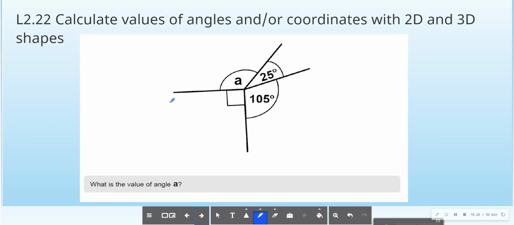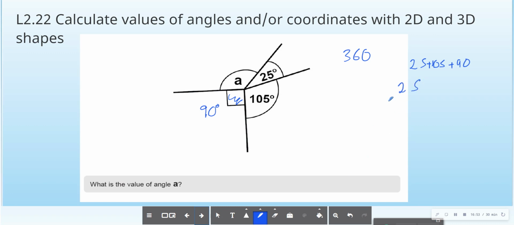Angles in a full turn. So angles in a full turn add to 360. Angles in a half turn are 180. So we know that this has all got to add up to 360. This square is a right angle. It's 90 degrees. So we add all these together, 25, 105, and 90. So 25 plus 105 plus 90.